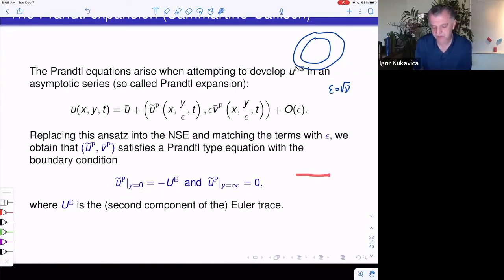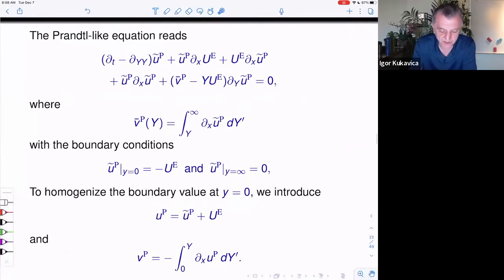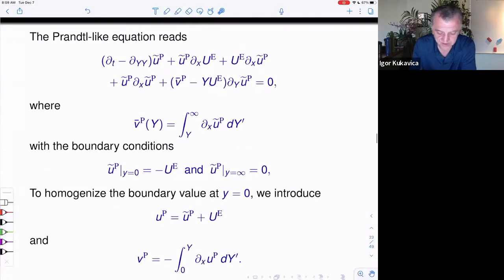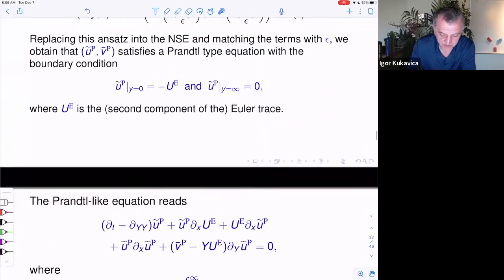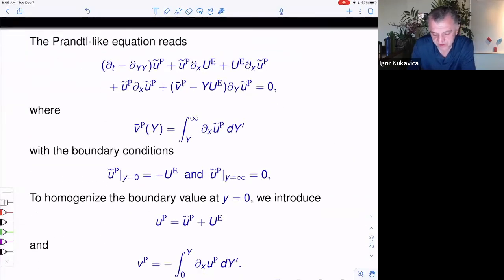We want the matching of the slip of the Euler, and for this we can require that the Prandtl is 0. So that's a normalizing condition. If you check what kind of equation this first approximation satisfies, it turns out to be of the following form. Because of this epsilon, in a sense, not precisely that reason, but the equation for the second component actually disappears, and we only get an equation for the first component, which is sort of like heat-like.